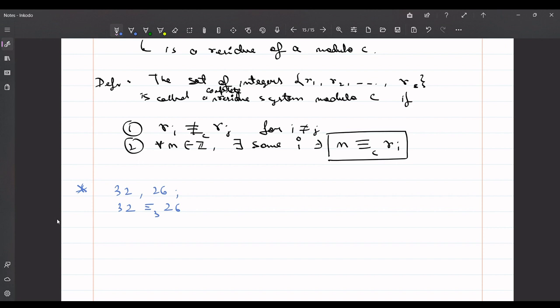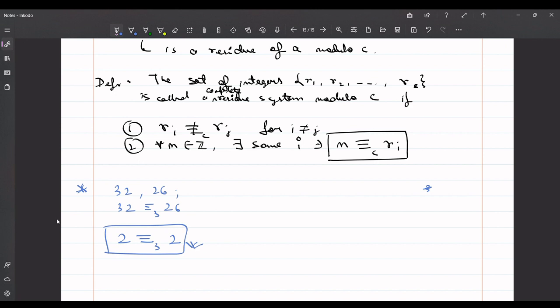Now, what do you get as a remainder when you divide 32 by 3? You get 2. And what do you get on the right hand side? 26. You also get 2. Right? And this is a trivial statement.